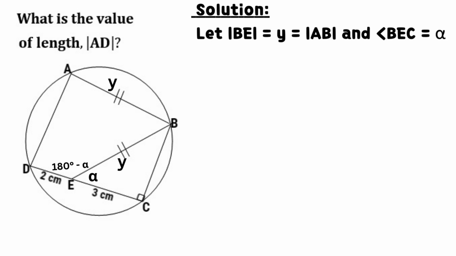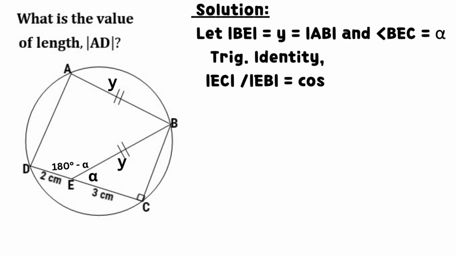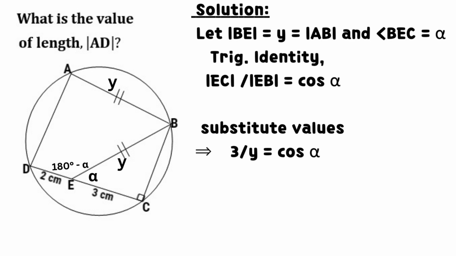Let line BE equal y, which equals AB, and angle BEC equals alpha. By trigonometric identity, line EC divided by line EB equals cosine alpha. Substitute values. It implies that 3 divided by y equals cosine alpha. Thus, the product of y and cosine alpha equals 3. We call it equation 1.